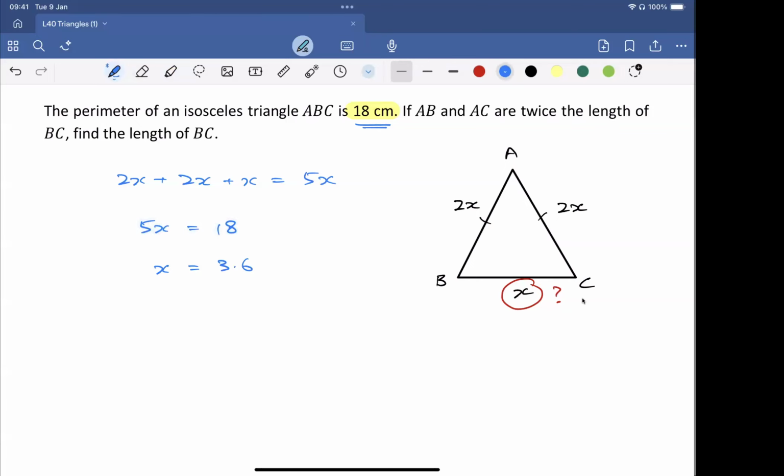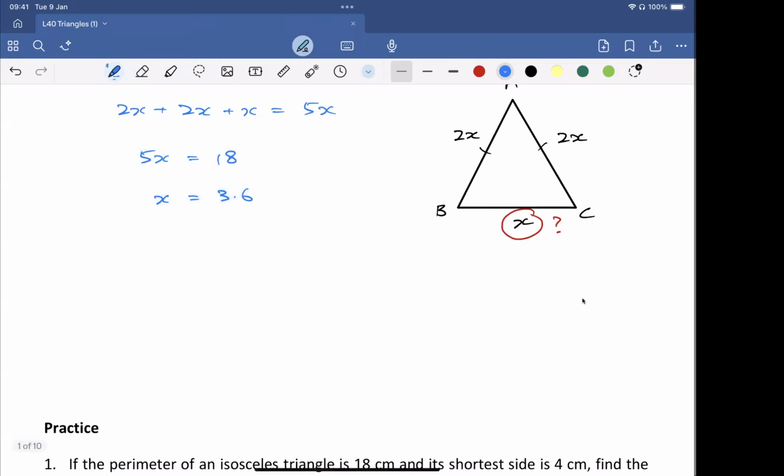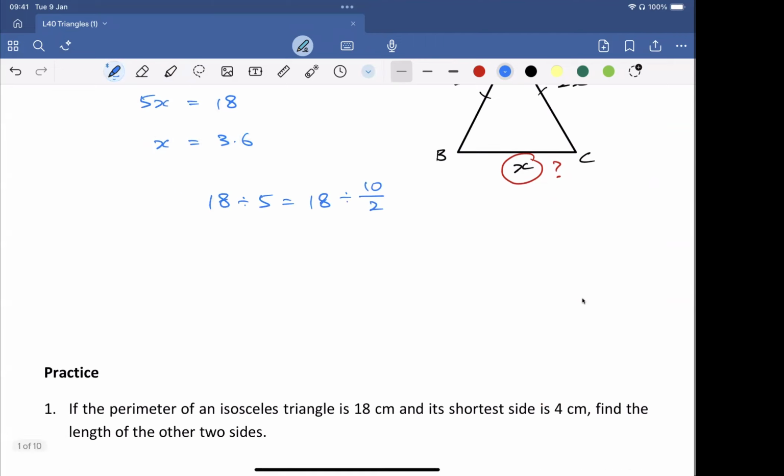But how do you get 3.6? Students, whenever you divide something by 5, do you notice what 5 is? 5 is actually 10 divided by 2. Agree? So 18 divided by 5 is 18 divided by 10 divided by 2. Whenever you see a divide in a fraction, always remember KFC, which stands for keep, flip, and change.